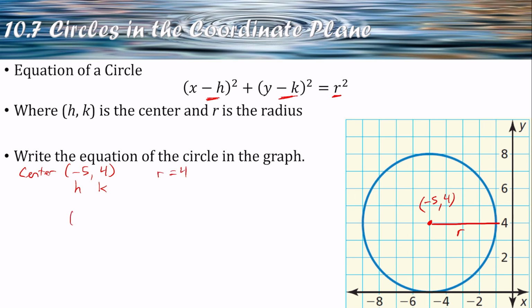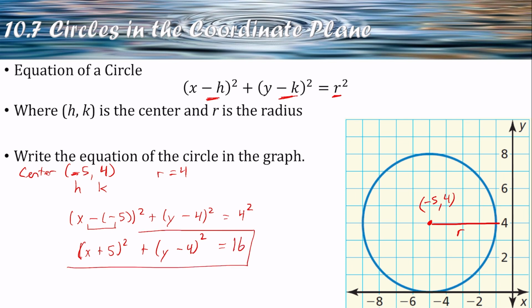So let's use our formula. It's (x - h)² + (y - k)² = r². Right here, minus a negative is the same thing as plus. So notice I have x plus 5, but the center was -5. It's the opposite sign. And here I have y minus 4, but the k is +4. It's the opposite sign. And then 4 squared is 16.